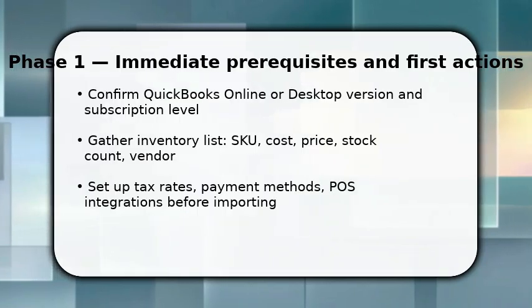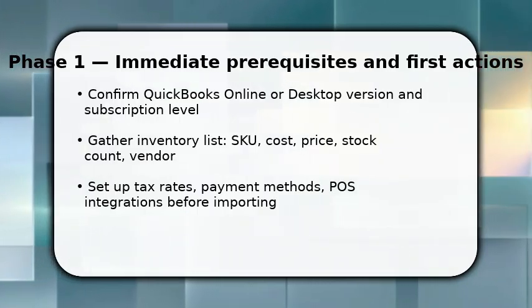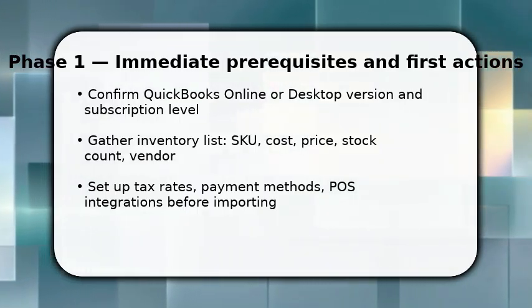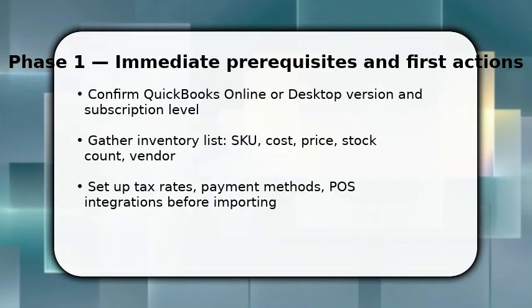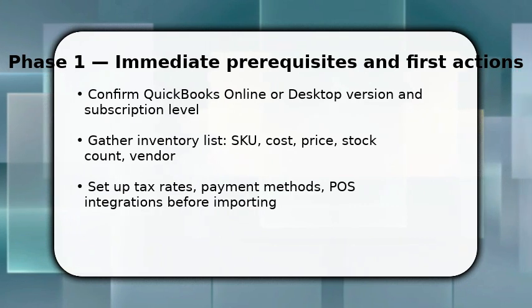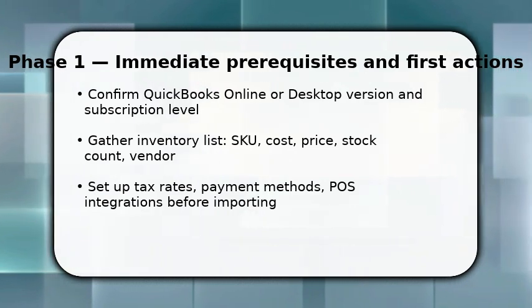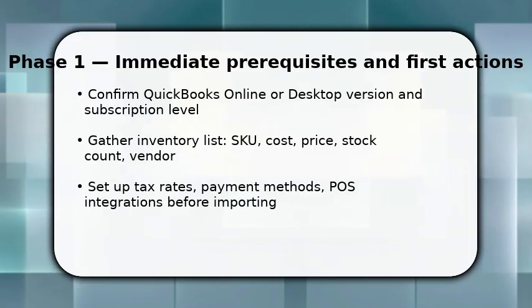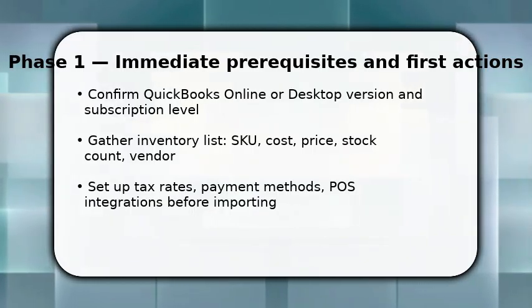Make sure to configure tax rates and payment methods now so sales record correctly. Connect your POS or sales app early. Integrations prevent double entry later. Don't skip vendor records and preferred accounts. They speed purchase orders and COGS tracking when you start selling.